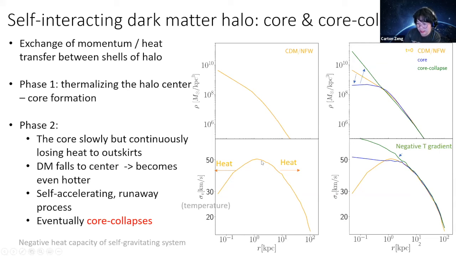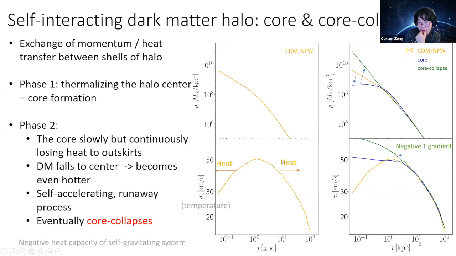It cannot remain at its current orbit. It will infall, where it becomes even hotter than before. That's what we mean by the negative heat capacity. So you lose heat and you become even hotter than before eventually. And that actually makes this negative temperature gradient more and more negative than before. And so this core collapse process is a self-accelerating and runaway process.